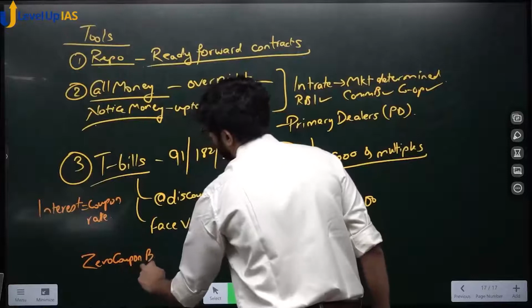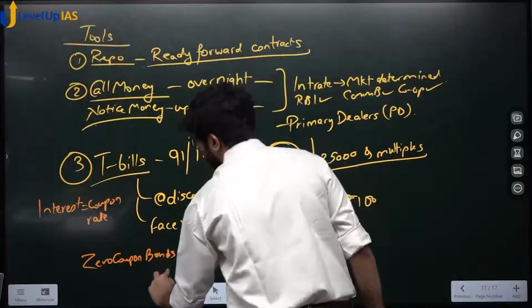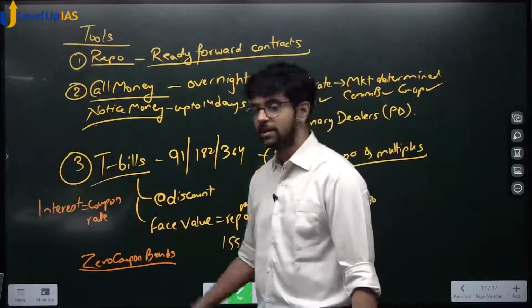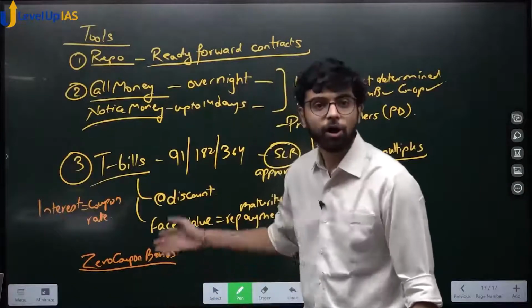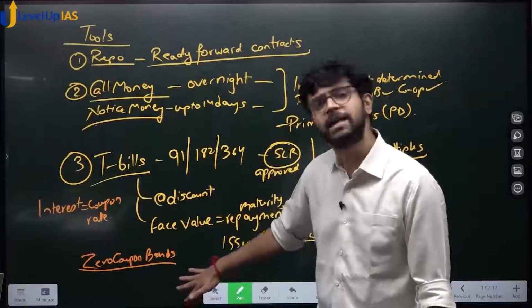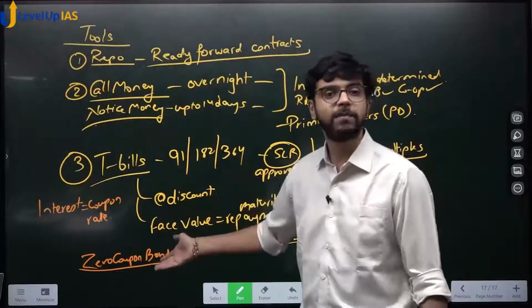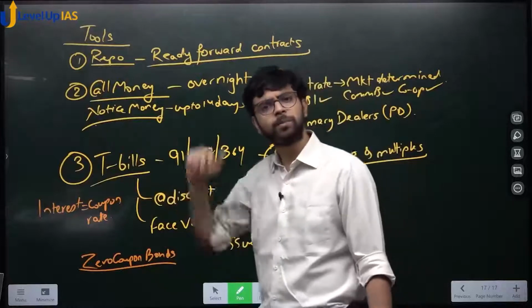Zero coupon bonds. Bonds is a very generic term, so you can say zero coupon bills also. Treasury bills are zero coupon bonds. Are all treasury bills zero coupon bonds? 99.99%, meaning yes. Are all zero coupon bonds treasury bills? No. There can be other zero coupon bonds also.